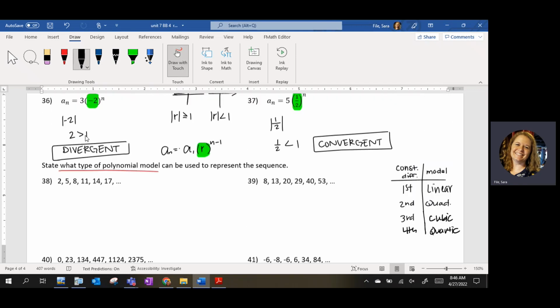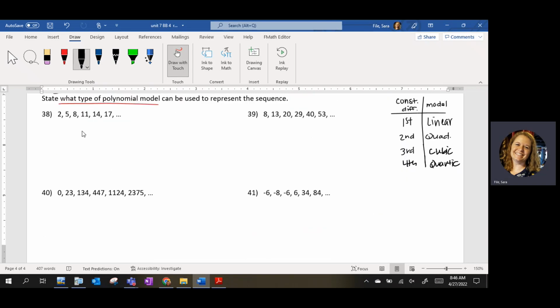Like this sequence right here that we just talked about, this is an exponential model, right? The variable's in the exponent. You would never get a constant difference. Okay, so it doesn't have to be a polynomial model. But if you find a difference that is constant, then this tells you what type of polynomial model it is. So we're going to find the first difference between these.